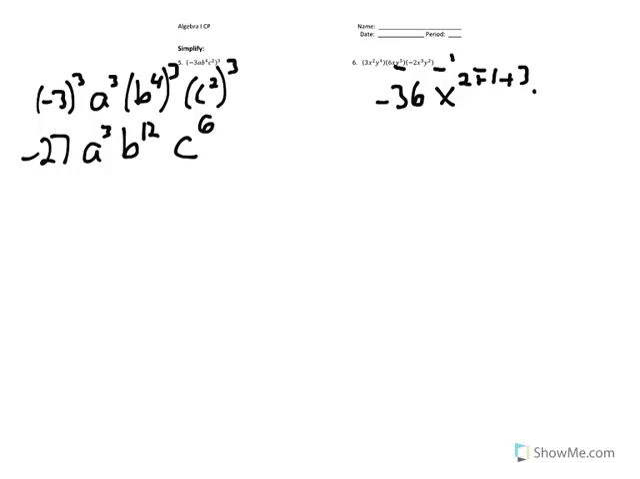And then the y's, we have y to the 4th times y to the 5th times y squared. So we add all those exponents together. So we have negative 36, x to the 6th, y to the 11th.